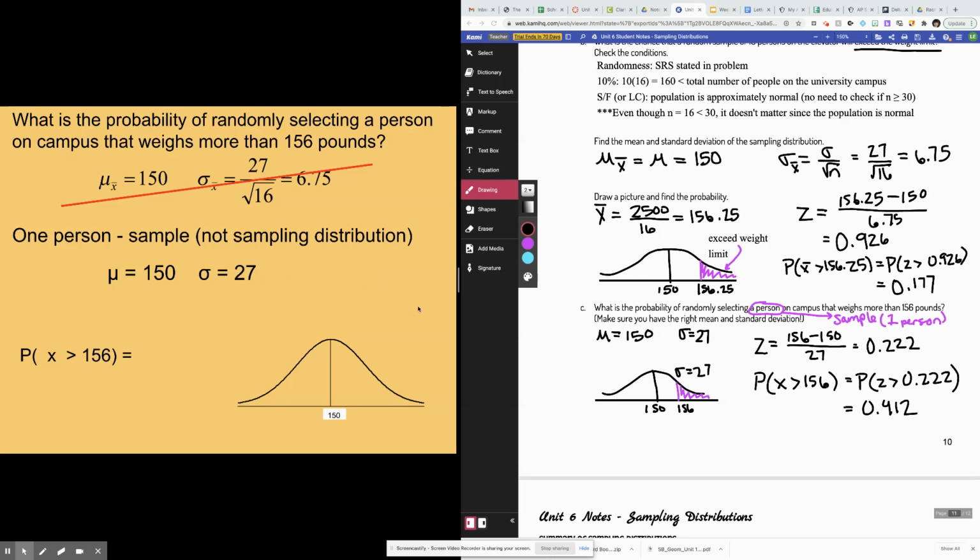Okay, so I went through the whole process. On the right side of your screen, you can see the z-score, right? I got my z-score, wrote out my probabilities, but my final answer was 0.412, right? So it is much less likely to get a sample of 16 people where the average is greater than 156 than it is to get just one person on this university campus whose weight is more than 156 pounds. Okay. And all of that really stems from this standard deviation equation, right? Because the standard deviation of the sampling distribution is going to be much smaller than the standard deviation of the population.